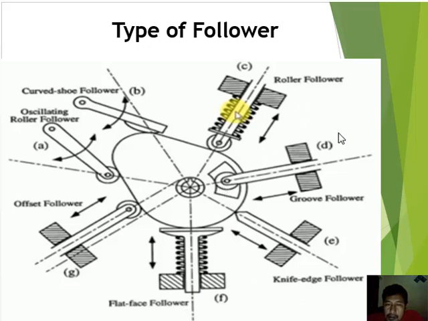And then the groove follower, you can look at this picture. There is a groove in the cam, so the roller is included in the groove of the cam. In this lesson today, we will discuss two types of follower: the roller follower and the knife-edge follower.